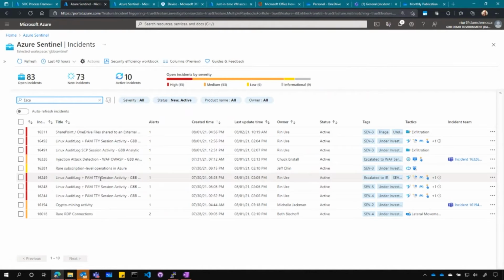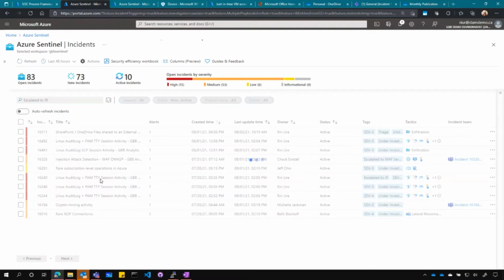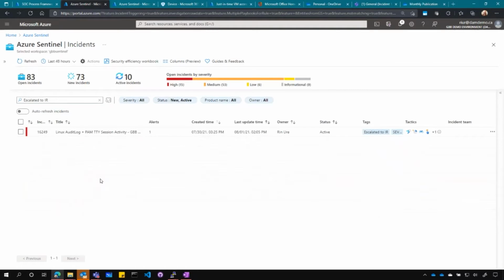So when I look for escalated to IR, we can see we have one right here that's been escalated to IR. We can also see that it is tied to a SEV3 and it's under investigation. So this has been escalated. Now it has moved from the SOC analyst team to the incident responder analysts team, and now they're going to continue to drive that.